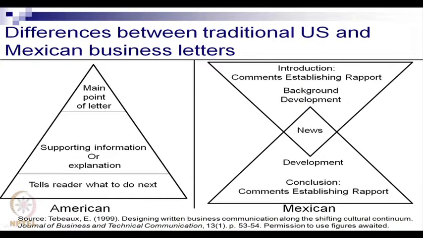Okay, an example of this: a difference between a traditional US and a traditional Mexican business letter. In an American business letter, you start with the main point of the letter, give lots of supporting information or explanation, and then you tell the reader what to do next. But the maximum portion is supporting information. In a Mexican business letter, the establishment of rapport is a big part. Then you develop the background, you deliver the news, you develop the rest of the letter, and you conclude by again establishing rapport. This is just an example for you to see how these letters are different. I've given you the source at the end. Please go and check the source and you will get more information on how these two are different.